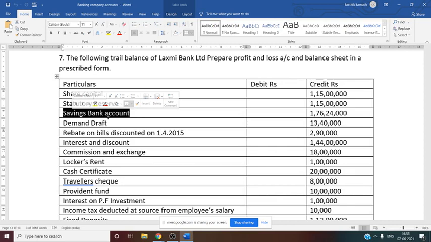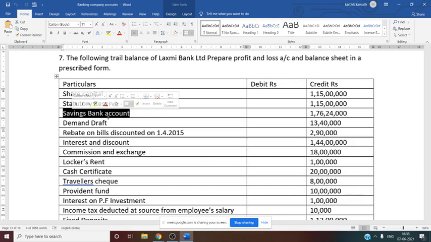So investment is there, that is schedule number 8, provident fund investment. With that investment, the bank is getting interest on PF investment, that is 1 lakh rupees. This you can show under schedule number 14. Then income tax deducted at source from employee's salary.